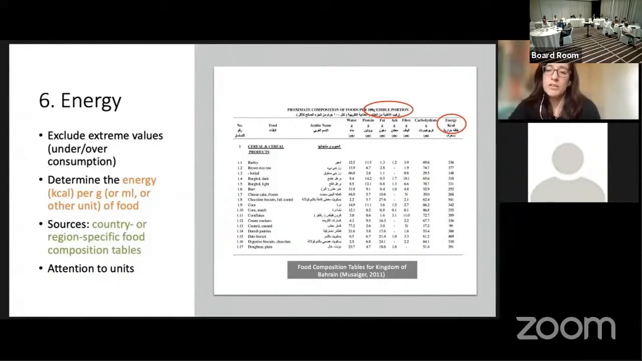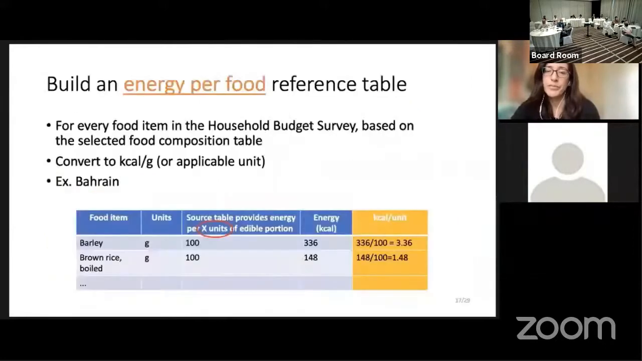In this example, we have Brazil's food composition table, which expresses energy in kilocalories per 100 grams of the edible part of the food. So again, we need to pay attention to the units. Like we did for food prices, it is recommended to create a reference table, including the energy per unit of every food in the survey, like the very simplified example I'm showing here.